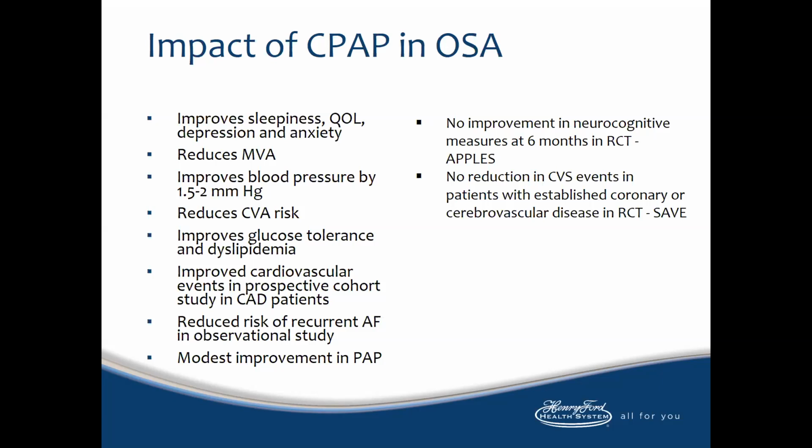There's reduced risk of recurrent atrial fibrillation in some of the observational studies. And then there has been no improvement seen in neurocognitive measures at 6 months based on a randomized controlled trial. And there's actually, in the SAVE study, no reduction in cardiovascular events if they've had established disease.